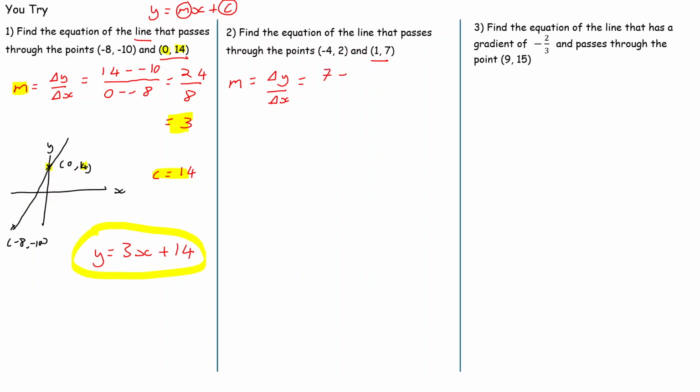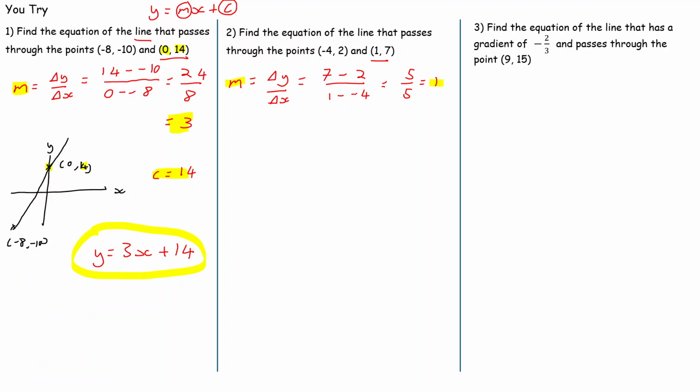So 7 take away my other y coordinate, which is 2, over my change in x. So 1 take away my x coordinate, which is minus 4. So I've got 7 take away 2 is 5, over 1 take away negative 4, which means 1 plus 4, which is 5. 5 divided by 5 is equal to 1. So my gradient between those two coordinates is equal to 1. Good.